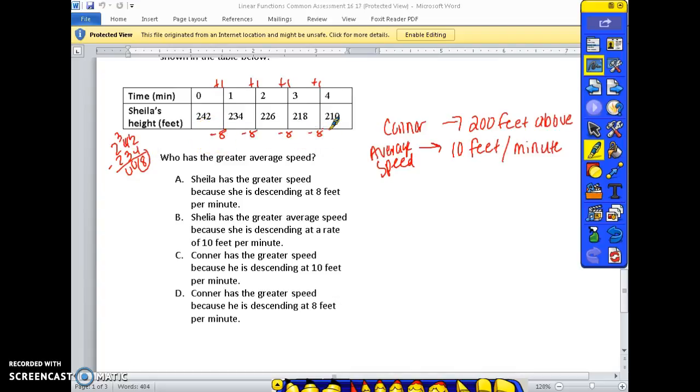Who has the greater average speed? Sheila is going down at 8. Connor is going down at 10. So Connor is going faster than Sheila. A and B both say that Sheila has the greater speed, so it can't be either one of those. D says Connor because his is 8. Connor's is 10, so it can't be D. Connor has the greater speed because he is descending at 10 feet per minute. It would be C. And this concludes the review from Unit 2, Linear Functions.